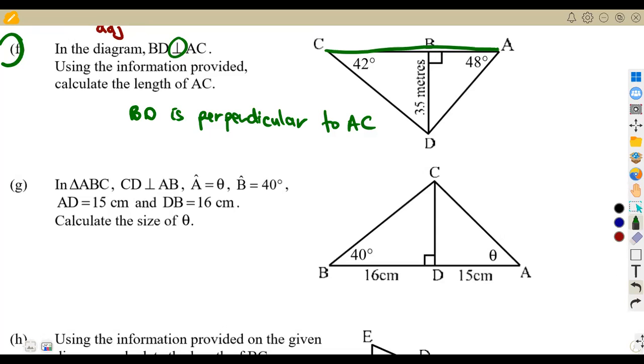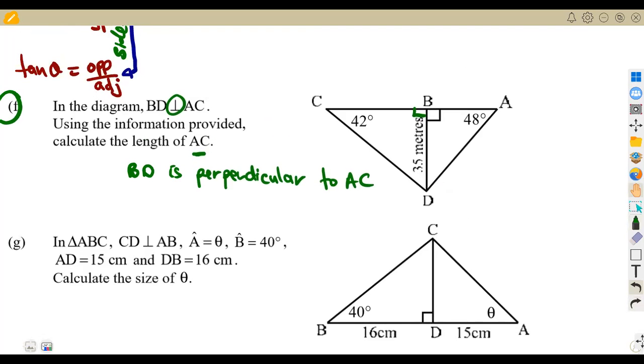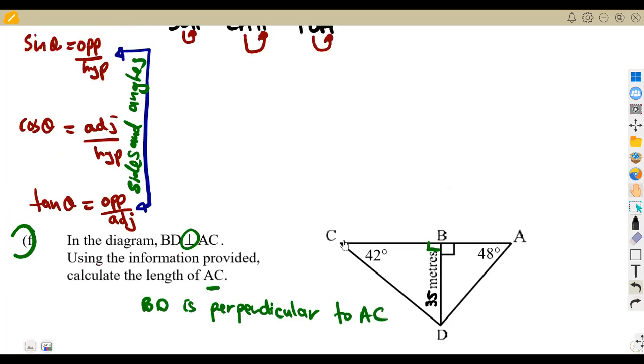Consider that this is a straight line, and we know that angles on a straight line add up to 180. So if we subtract this 90 from 180, we are going to remain with another 90. So this angle is also 90 degrees, because they are on a straight line. The question was to calculate the length of AC, the wall. This is 35 meters.